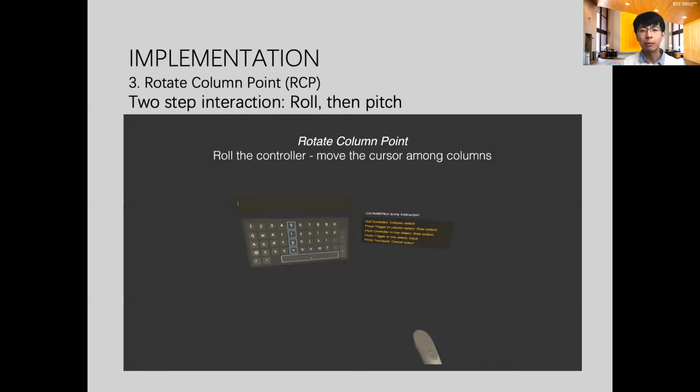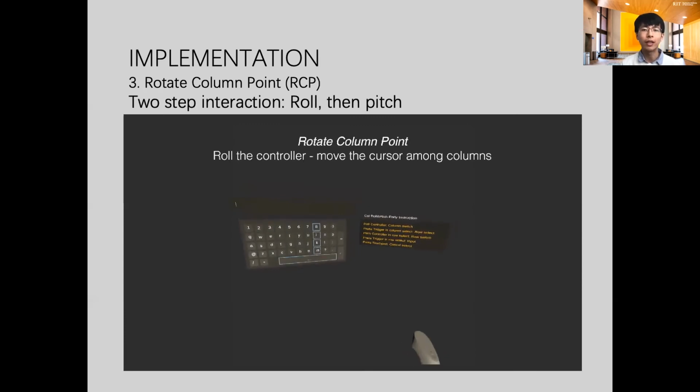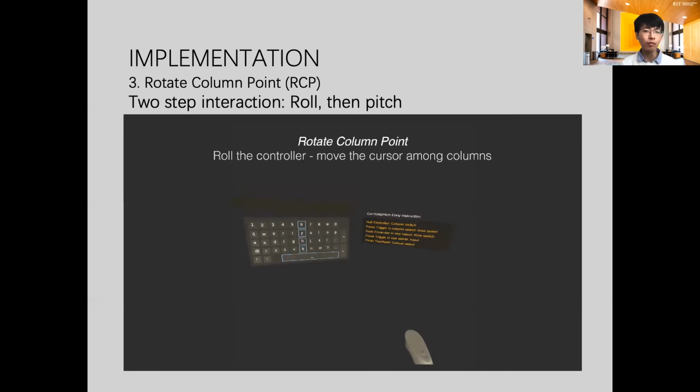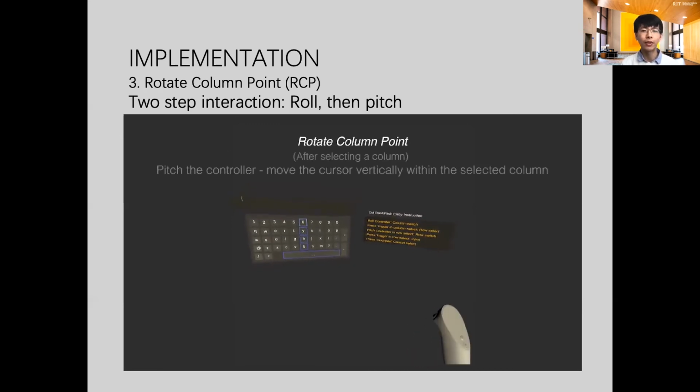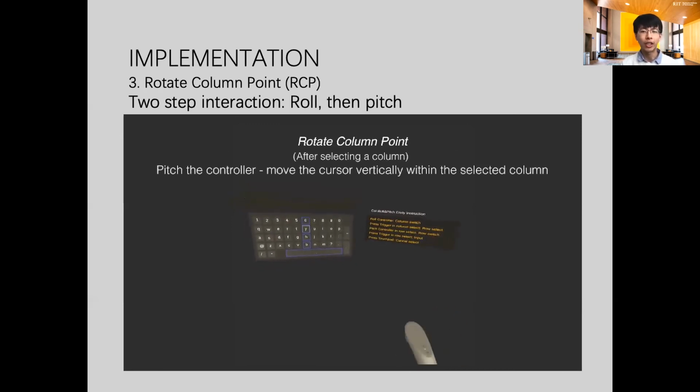The Rotate Column Pitch method uses a 2-step interaction, which is roll and then pitch. Firstly, the user rolls the controller to move the column selecting cursor within the keyboard. After the user selects a column, he or she can pitch the controller to move the cursor within the selected column.